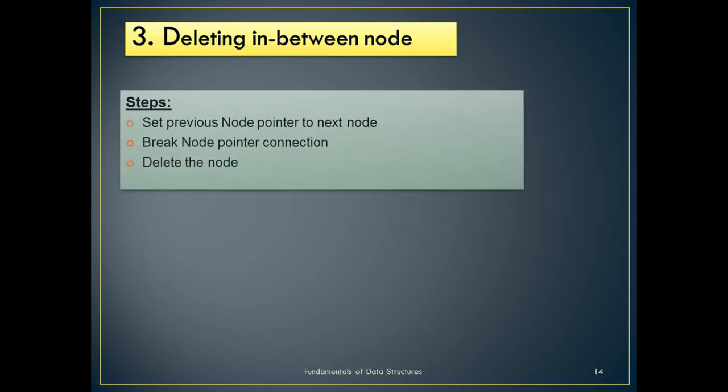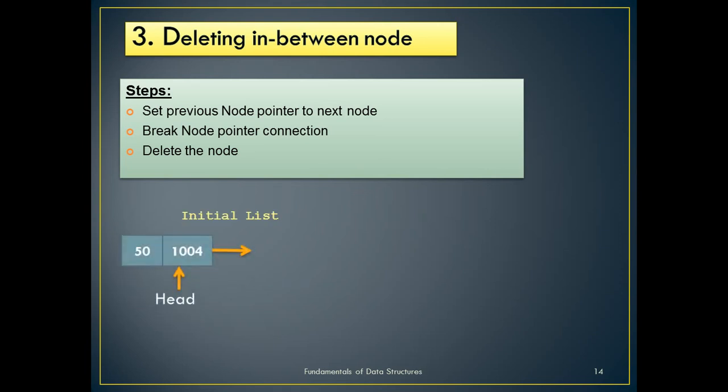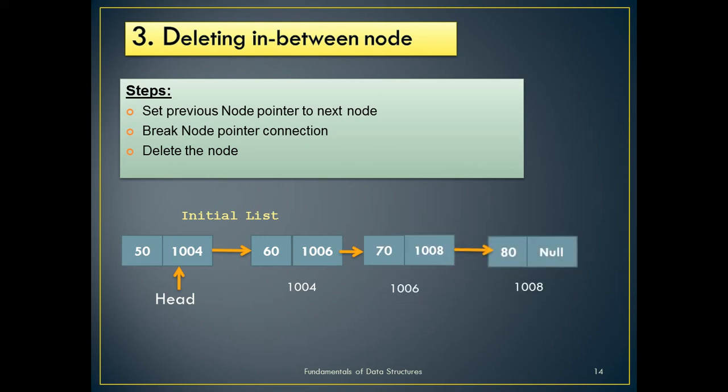Next, deleting an in between node. Okay, we have to delete an in between node of our list. For that purpose, suppose this is our initial list which contains 4 nodes. Then set the previous node pointer to the next node. First of all you need to know which node you want to delete, or after which data we have to delete the node. Suppose we want to delete the node which contains the data 70. I want to delete this particular node.